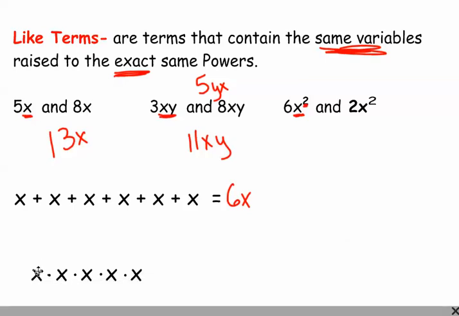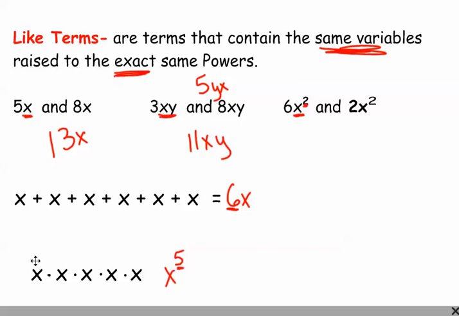This one though, a little different. x times x times x times x times x. If I am multiplying my x's, I get an exponent. So this would be x to the 5th power. So when I add variables, I get a coefficient. When I multiply them, I get an exponent. That's very important, very important.